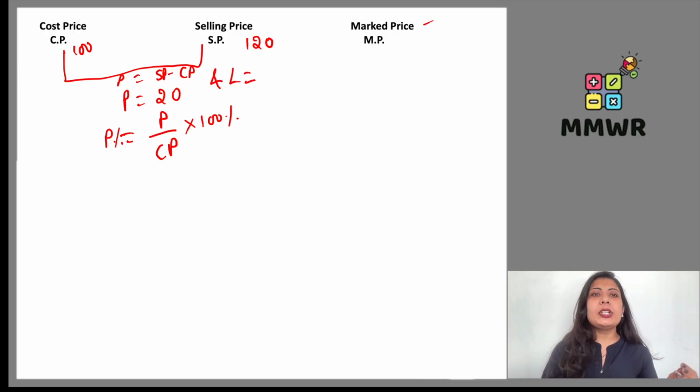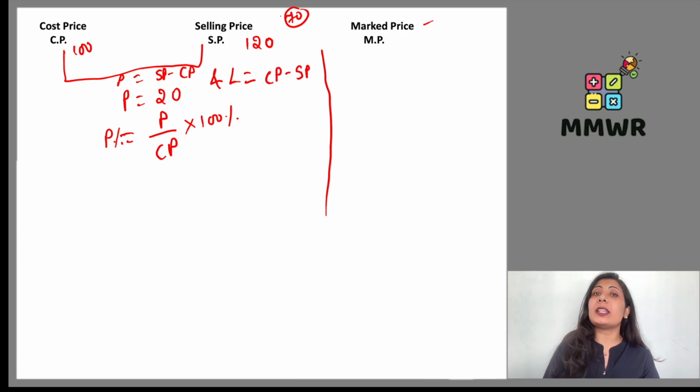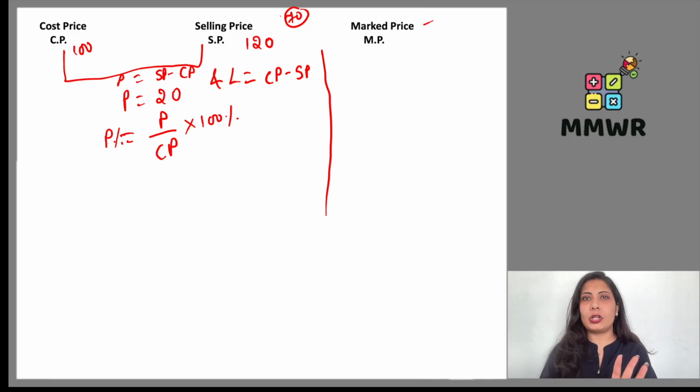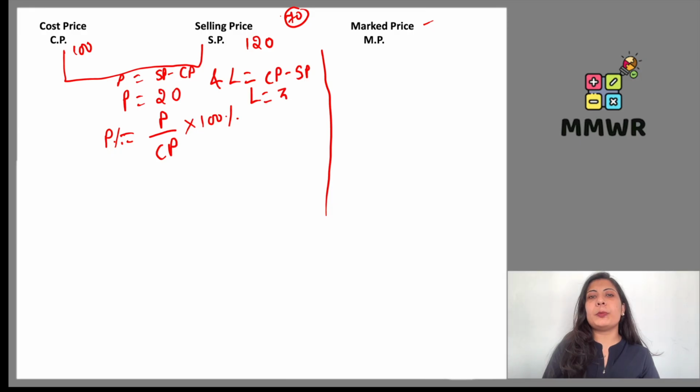If I am going to sell it in less than 100, मैंने 100 में परचेस किया बट 100 से कम में सेल कर दिया, let's say 70 rupees में सेल कर दिया. So in that case, I'm going to have a loss. So the difference of CP and SP is going to help me get the value of either profit or loss. That depends on what we are going to earn. So loss is of rupees 30 in that case. And the formula for loss percentage will be, loss will also be calculated on the cost price multiplied by 100%.